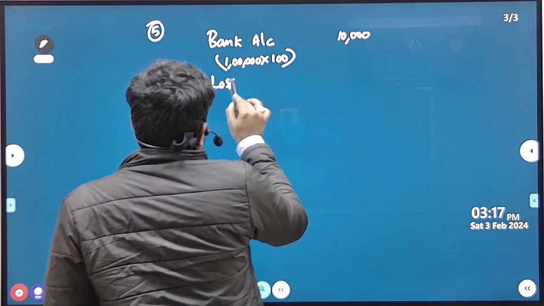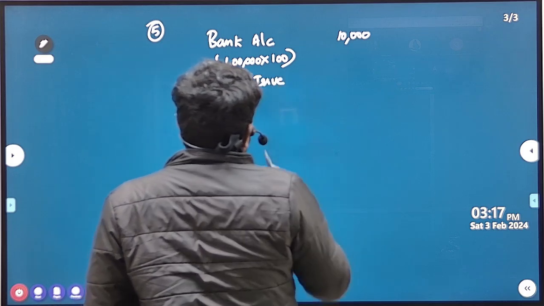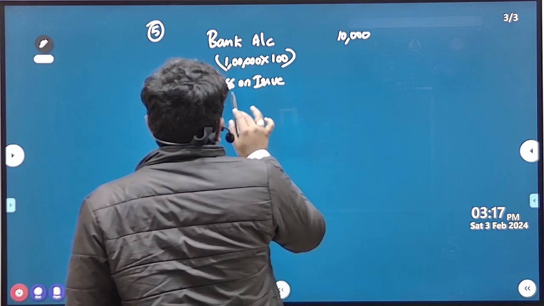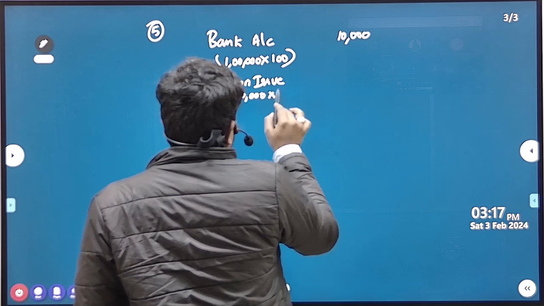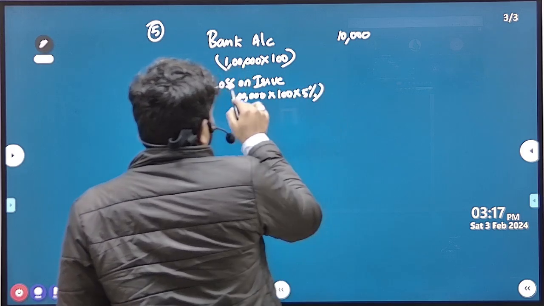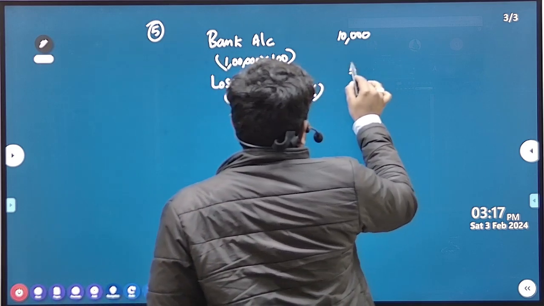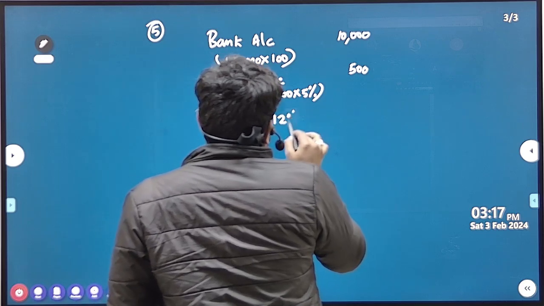Loss on issue of debentures. How much? 5% premium, na? So 1 lakh into 100 rupees into 5% premium. You can write it this way also, 500, to 12% debentures account.